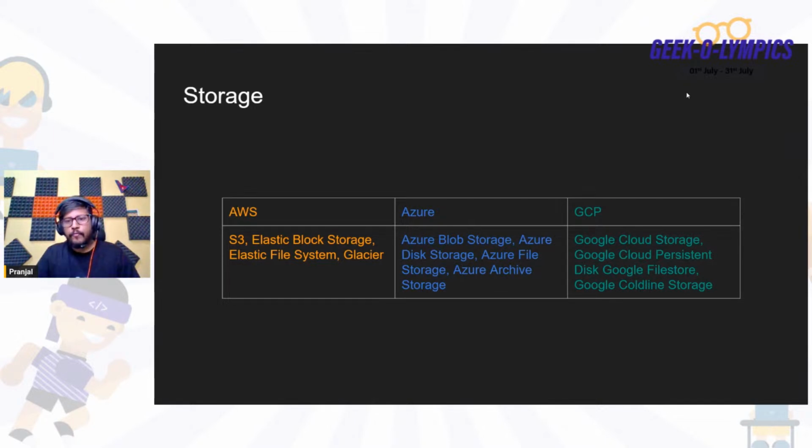Similarly, in GCP we have Google Cloud Storage and Google Cloud Persistent Disk. Why is block storage called persistent? Whenever you launch a virtual machine, the EC2 instance or whatever, and then you kill that virtual machine, all that data will be lost. But if you want the data to persist and not be compromised even if the virtual machine is deleted, you can use block storage to persist your data. Then we have Google Filestore, just like a file system, and Google Cloud Line Storage, which is just like Glacier or archive storage.